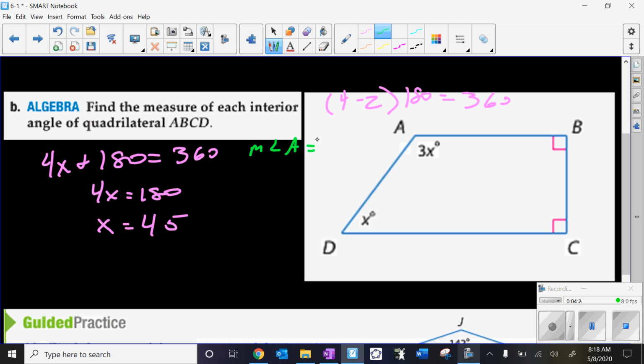So for our angle measures, we know we can plug this in. The measure of angle A, when I take 45 times 3, that's going to get us 135 degrees. The measure of angle B we already know is 90. The measure of angle C we already knew was 90. And then the measure of angle D was whatever x is, in this case 45 degrees.